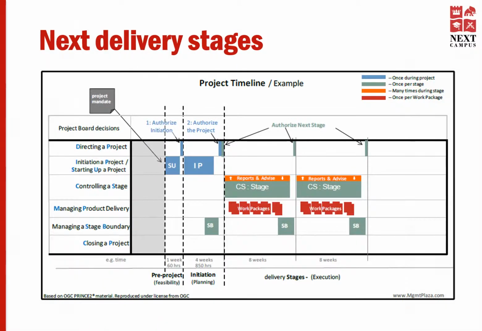Next delivery stages. Projects can have more than two stages and they are all separated by a project board decision, as the project board uses stages to keep control of the project. As you can see from the example, this current delivery stage follows the same management pattern as the previous stage. The main differences between the two stages will be the content of the work packages given to the teams to develop.